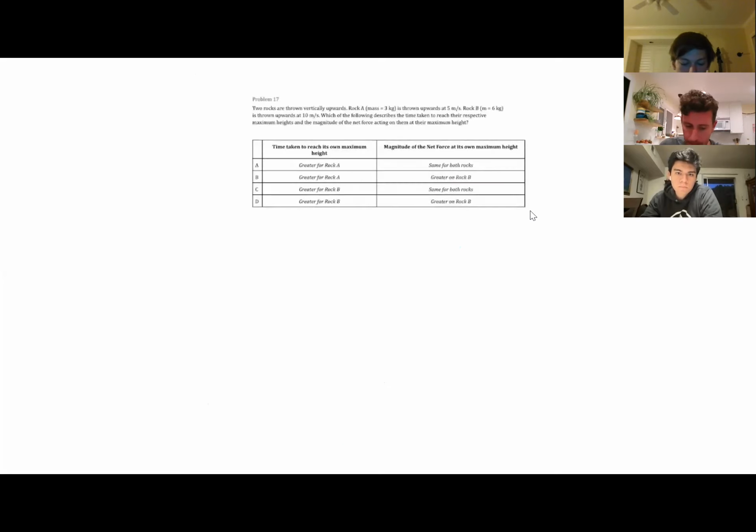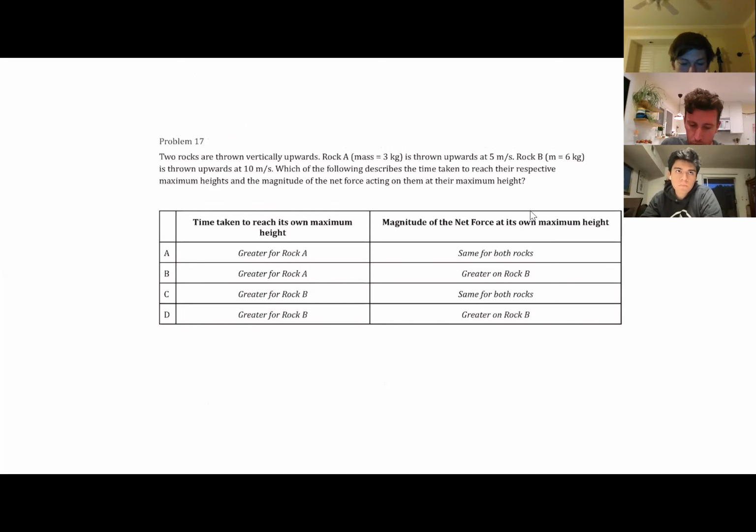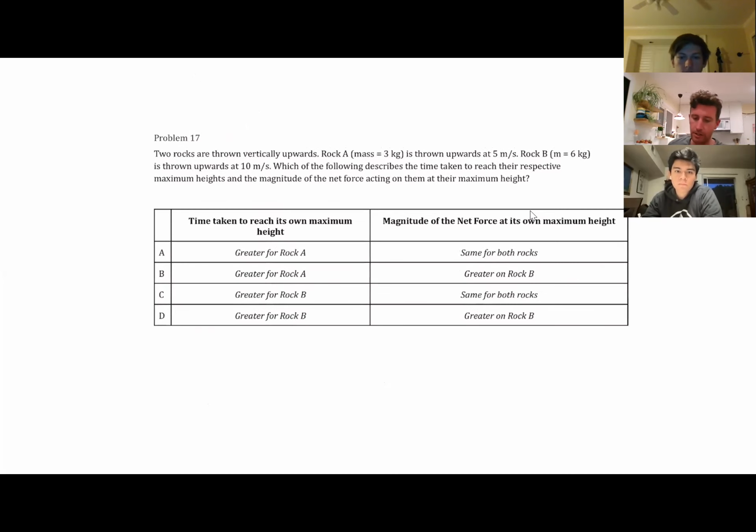All right. 17. Two rocks are thrown vertically upwards. Rock A, mass equals 3 kilograms, is thrown upwards at 5 meters per second. Rock B, mass equals 6 kilograms, is thrown upwards at 10 meters per second. Which of the following describes the time taken to reach their respective maximum heights and the magnitude of the net force acting on them at their maximum height? So we're looking at time to reach height and net force at the maximum height.